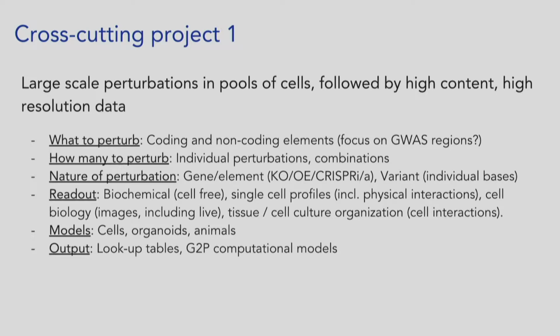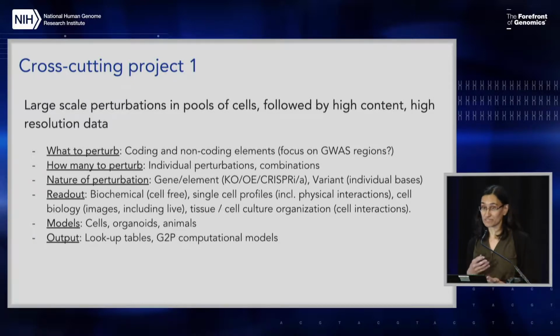So the first one is the idea of large-scale functional characterization of genes, elements, and genetic variants. So perturbations in pools of cells followed by high-content, high-resolution data. We're thinking about perturbing coding and non-coding elements, perhaps prioritized by the results of GWAS. We can think about individual perturbations, combinations of perturbations, different kinds of technologies, gene knockout, overexpression, CRISPR inactivation and activation, and also base editing to look at individual variants.